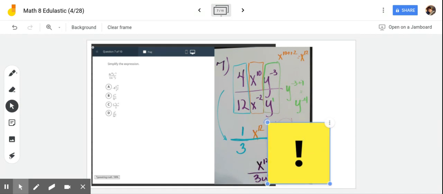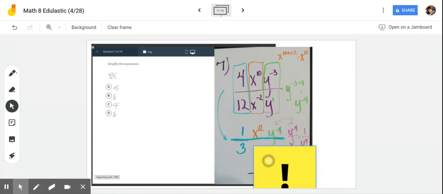Okay? Then we have y to the negative 3rd over y to the 1st. I subtract my exponents. I get y, negative 3 minus 1, or negative 3 plus negative 1, gives me y to the negative 4th. I can't have an answer that has a negative exponent. So now we have to go back and remember another one of our rules we've learned about our exponents.